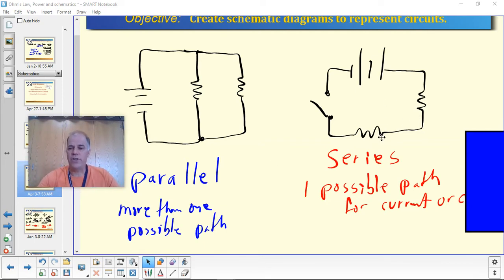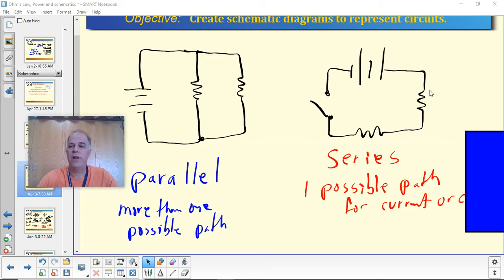So this is a series circuit, and in a series circuit, there's only one possible path for the current to follow. An electron that leaves the battery goes through this resistor, and then it has to go through this resistor. It's the only way, and then when we close the switch, it will go back to the battery again. So there's only one possible path.